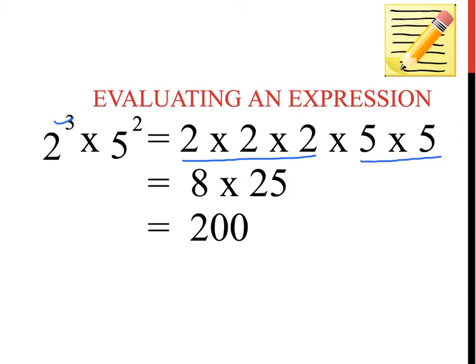Alright, so then we multiply the 2s together. 2 twos are 4, 4 twos are 8, and we've got 8 here. Then we multiply 5 by 5 is 25. Then we have to multiply those together to get 200. Right, so this is your working out. Please write this down as an example in your book.